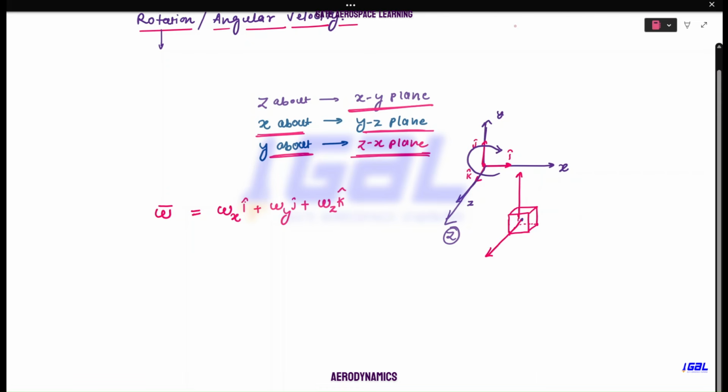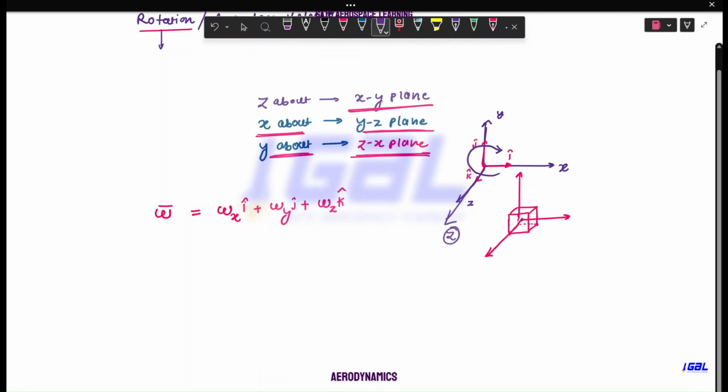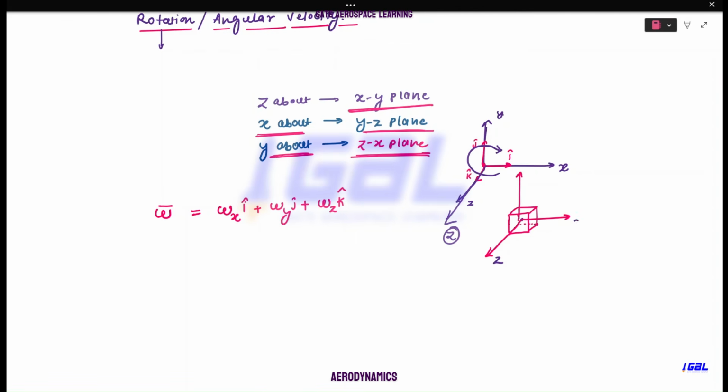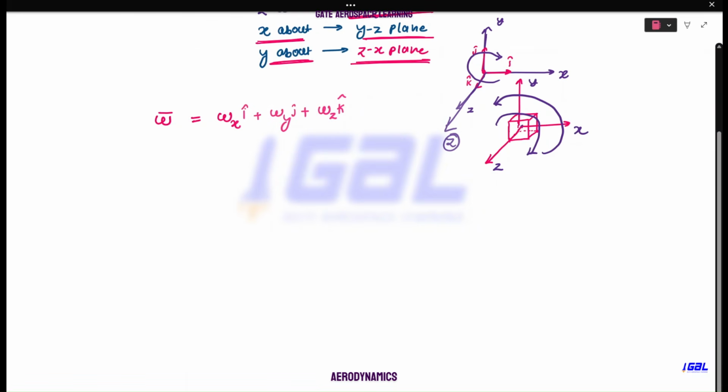Let's say it is rotating about the z-axis. It will rotate in this way, or it will rotate in this way. So it will have some angular velocity, some velocity of rotation that is given by the angular velocity. Now, how do you capture this mathematically?